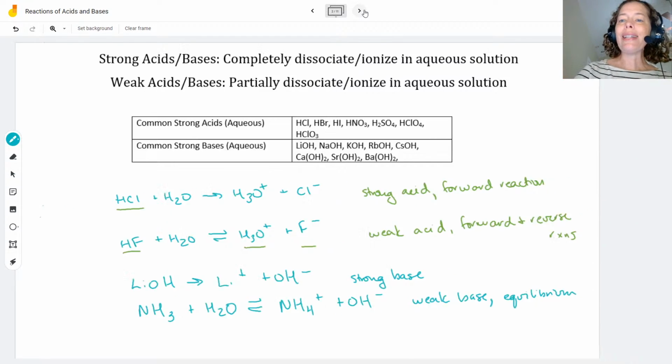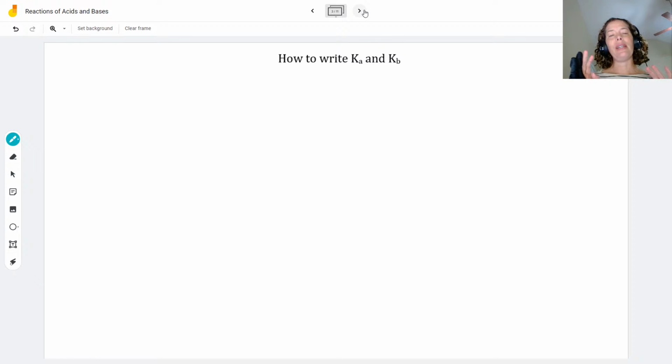Okay, so let's talk a little bit more about these weak acids and weak bases, because the mathematics here starts to get a little bit complex. What I want to do is show you how to write Kas and Kbs, for acids and bases, and then we'll do calculations where we're calculating the pH of a solution of a weak acid and the pH of a solution of a weak base, before we get into our neutralization reactions. So let's do a weak acid.